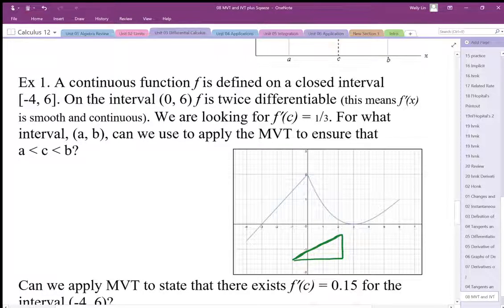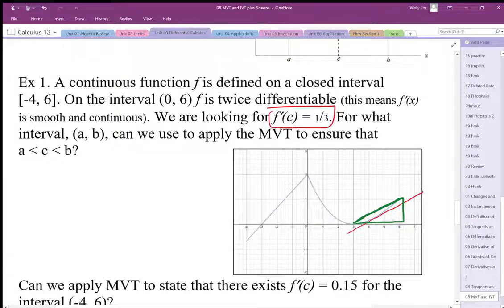If I take a look at this, the interval that I want to use then is the one between 1 and 6, because that interval has an average slope of 1/3, and since it's smooth and continuous, there must exist some tangent point with a parallel slope. To ensure that the mean value theorem applies, first of all, we need continuity, so we have that in this whole interval, and secondly, we need the average slope to equal that 1/3, which is our derivative slope right here.